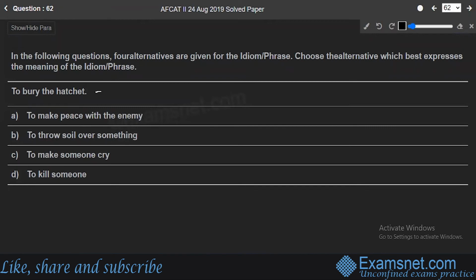First of all, let's look at the meaning of this idiom or phrase. To bury the hatchet means to end the quarrel or conflict with someone and be friendly with that person. Out of these four options, obviously option one, to make peace with the enemy, is the correct option. It goes well with the meaning of the phrase to bury the hatchet. This is the correct answer to the question.